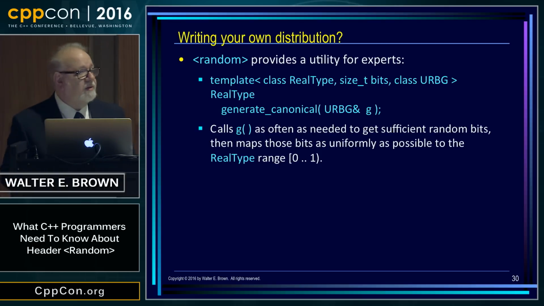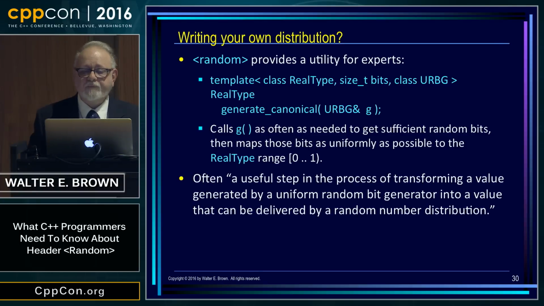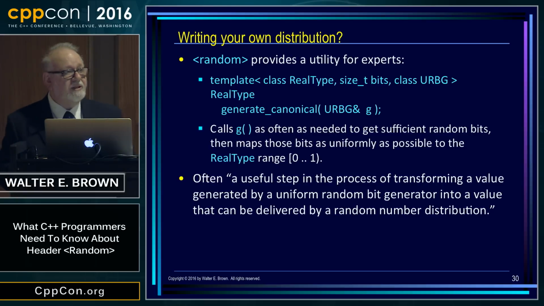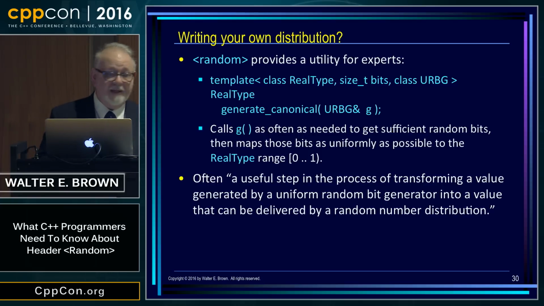and there are very good reasons for that. I keep getting asked: why are integers inclusive and reals are half open? There are very good reasons for those decisions. We can talk about that some other time if you would like. It is described in the standard as often a useful step in the process of transforming a value from a URBG into a value that a distribution can deliver to the client. In other words, getting a variate.